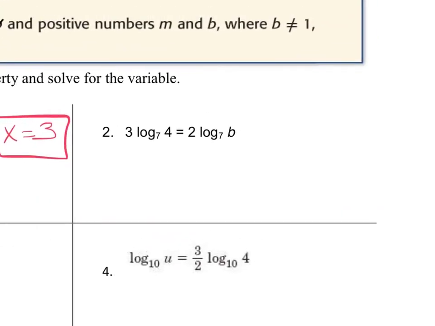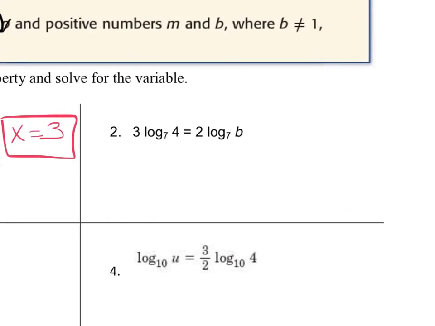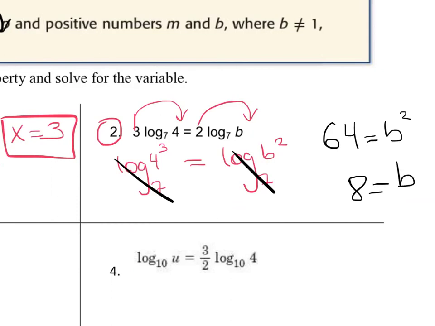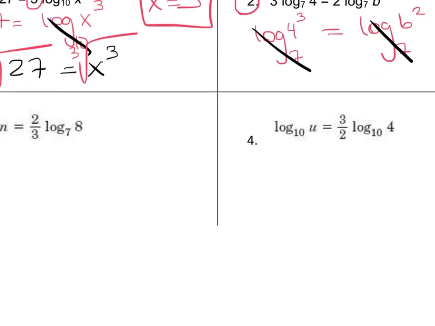So for you to be able to cancel the log, there should be no number in front of the log. So I'm going to try number 2 again. So the power would go back. So it would be log base 7 of 4 to the power 3 equals log base 7 of b to the power 2. Now you can cancel the log. So 4 to the power 3 would be 64 equals b to the power 2. Think of a number that when you multiply by itself twice, you get 64, and that's 8. If you can't figure it out, you can square root both sides, and you get 8. Now let's do one more example.